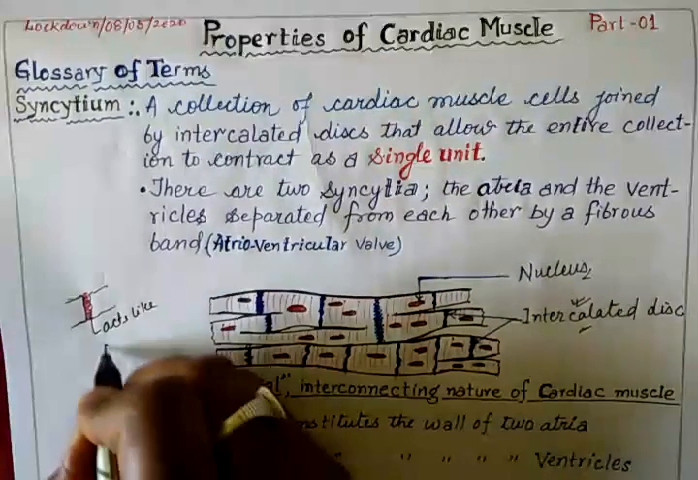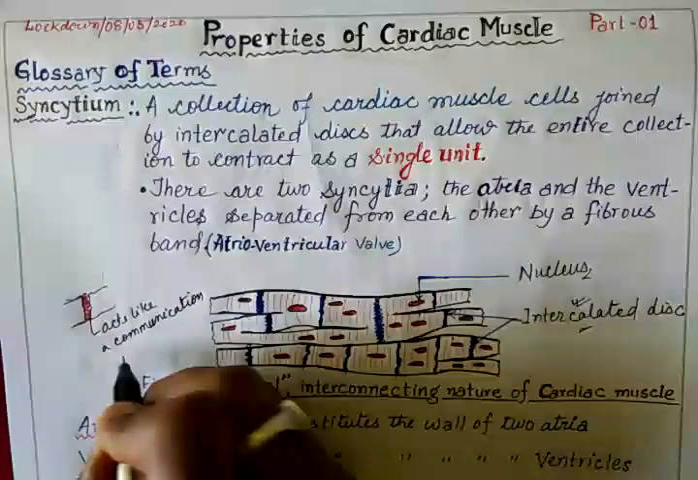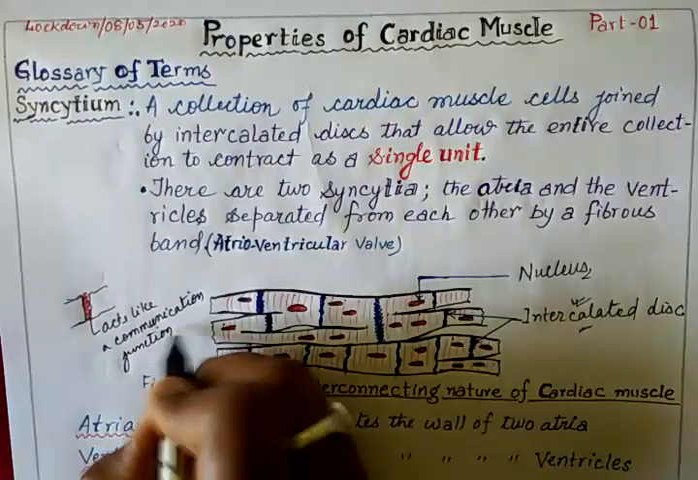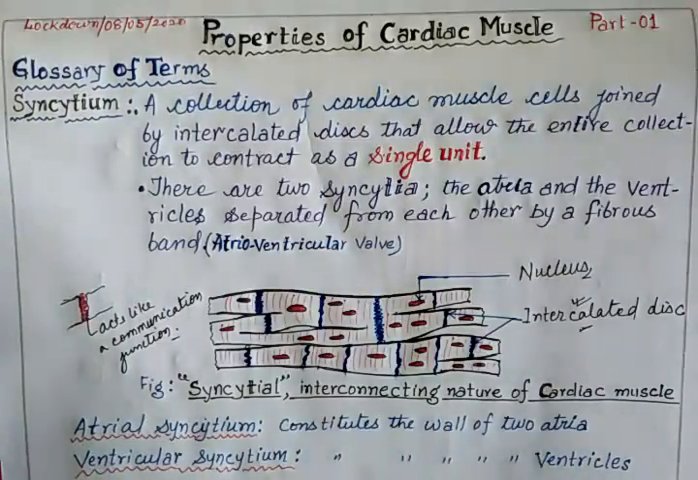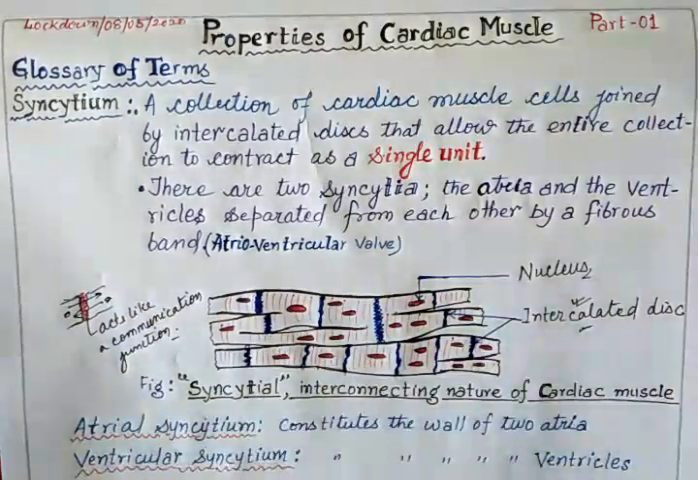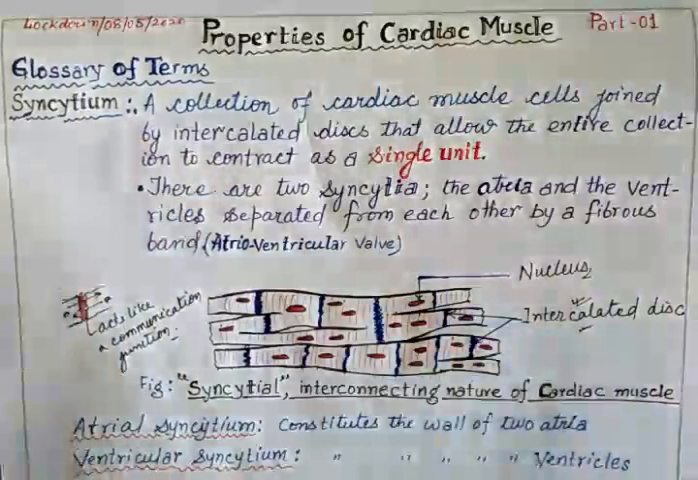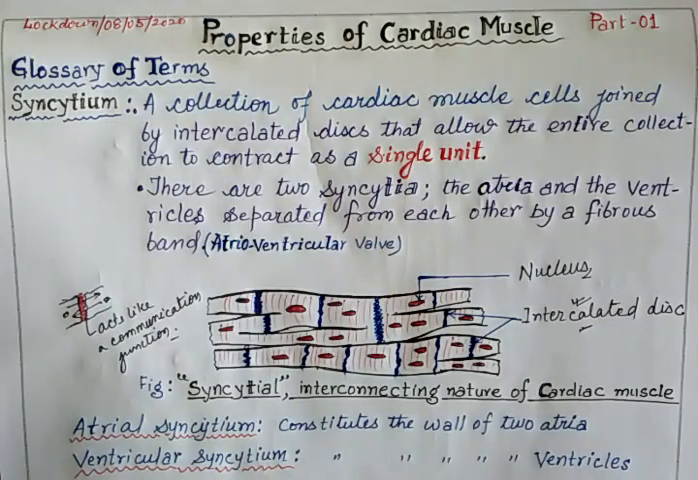So this intercalated disc acts like a communication junction, through which one cardiac muscle fiber can communicate with another muscle fiber, and it is very important to perform their activity as a single unit. That's why I have written here syncytium. Syncytium means a collection of cardiac muscle cells joined by intercalated discs that allow the entire collection to contract as a single unit.